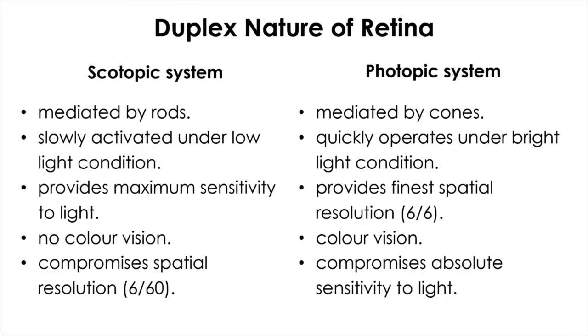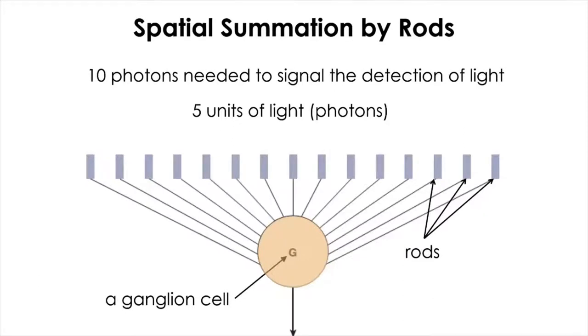And as I said, the scotopic system has terrible spatial resolution, about 6 over 60, whereas the photopic system provides the finest spatial resolution, 6 over 6 vision. But at the expense of absolute sensitivity to light. Now, as I said, the scotopic system has exquisite sensitivity to light at the expense of spatial resolution. This trade-off can be explained by a mechanism called spatial summation by rods.